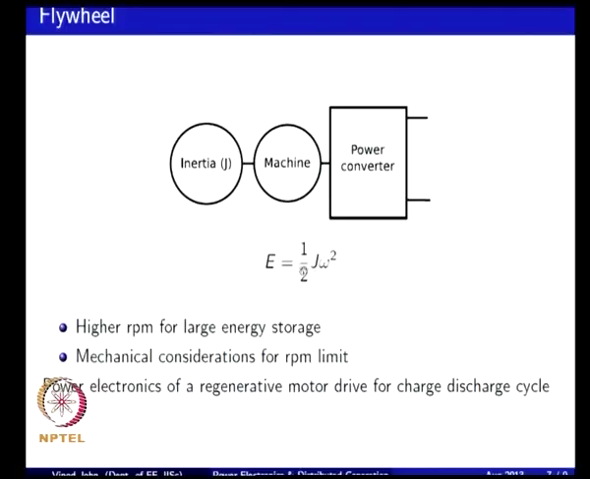If you look at the energy stored, just increasing the inertia of the flywheel will give you a linear dependence on the inertia, whereas the dependence on RPM is quadratic. So pushing the RPM can actually have benefits. And the power electronics required for controlling a flywheel system is essentially a regenerative motor drive. When you are sending power in, you are driving the machine, and when you want to take power out, you are regenerating, taking power from the energy stored in the inertia and putting it back into your electrical system.